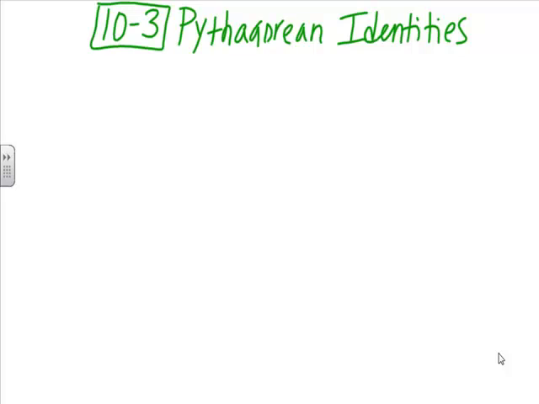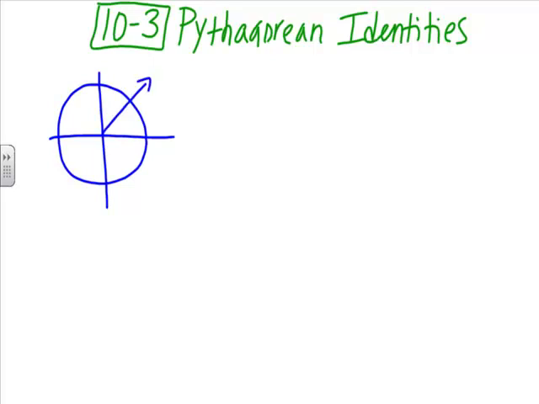Okay, section 10.3, Pythagorean identities. Some of the stuff I'm about to talk about you already know, but I do need to get you back in the mood of the unit circle. So I'm going to just draw a simple sketch here of the unit circle. I'm going to draw an angle.